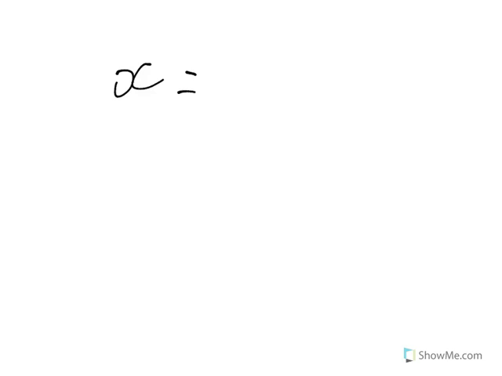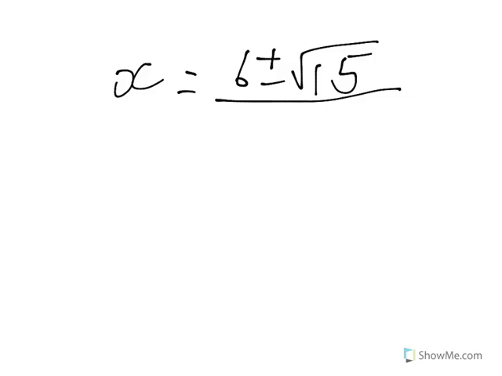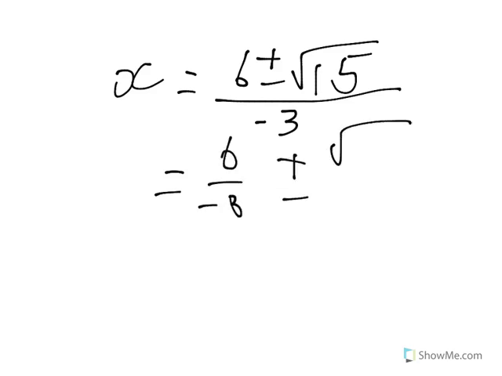you will then cancel, you will get 6 plus or minus root 15 on negative 3. Alright, now that's a little bit awkward. So if I split it up, 6 on negative 3 plus or minus root 15 on negative 3. Bit messy.